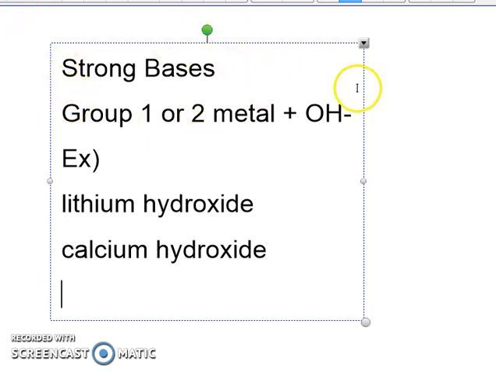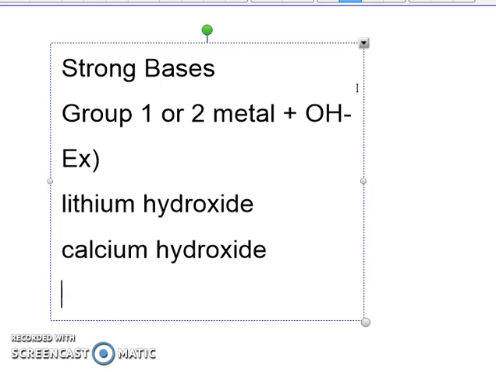If it is not a group 1 or group 2 metal, even if it's something like aluminum hydroxide or iron 2 hydroxide, those are not considered to be strong. So meaning they are not 100% dissociated, right? As soon as we get into the realm of not being 100% dissociated or ionized, now we're dealing with something weak. That means you have equilibrium. So we're not dealing with that today.